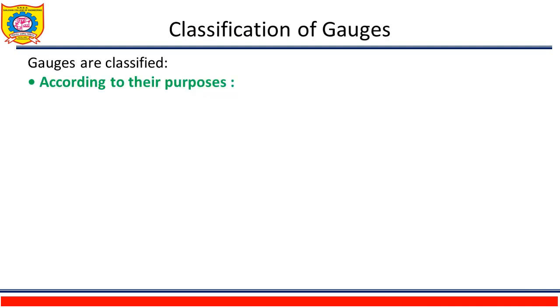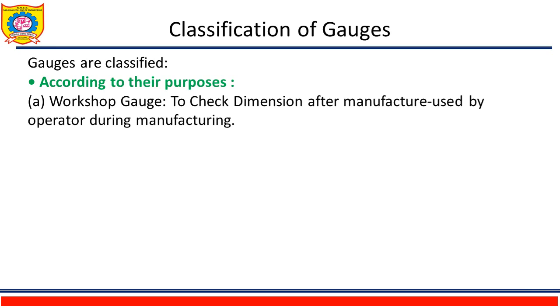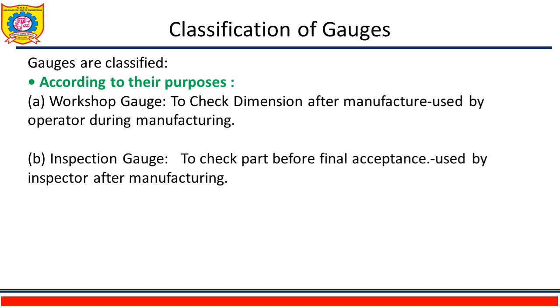Let us learn classification of gauges. Gauges are classified into different types. They are classified based on various criteria. First is according to their purposes. Let us see workshop gauge, to check the dimension after manufacturing. The workshop gauges are used by the operator during the manufacturing. Inspection gauges are used for checking the part before the final acceptance. These are generally used by the inspectors after manufacturing the component.